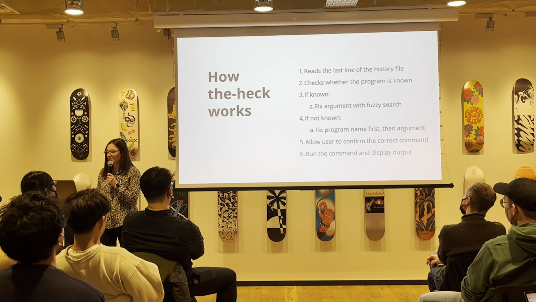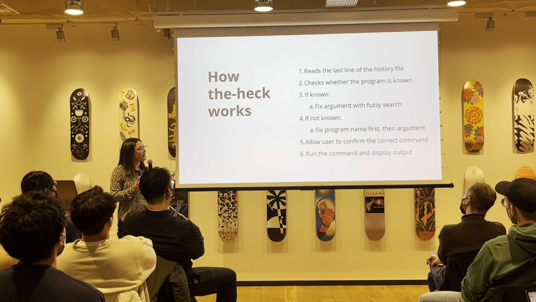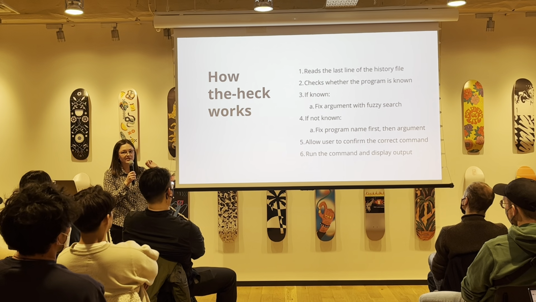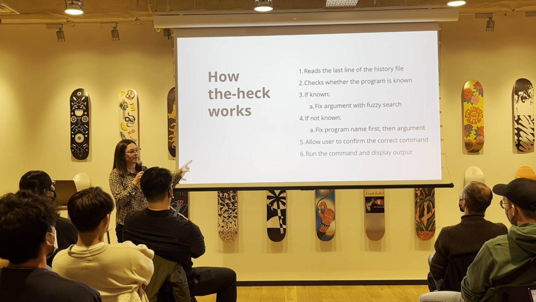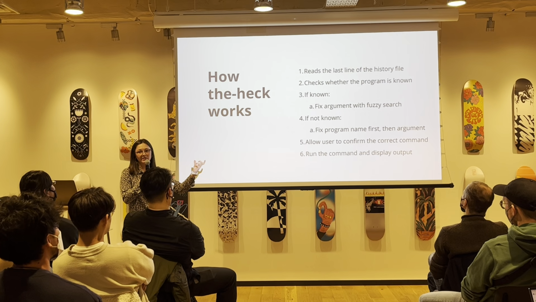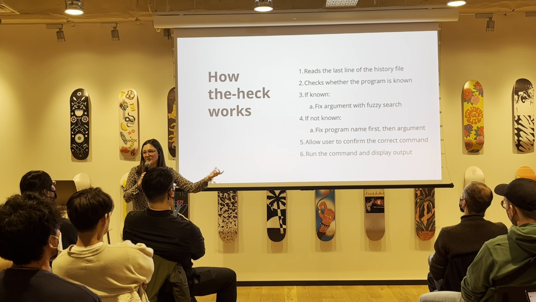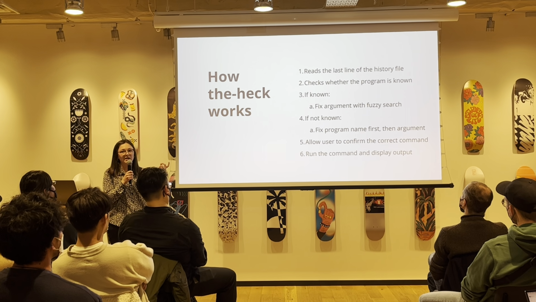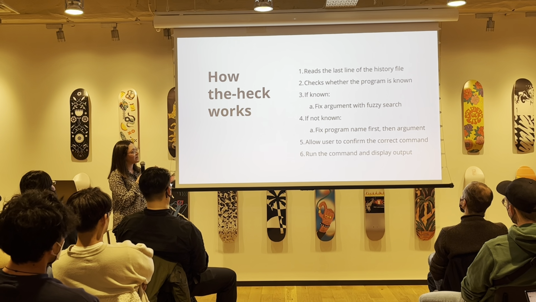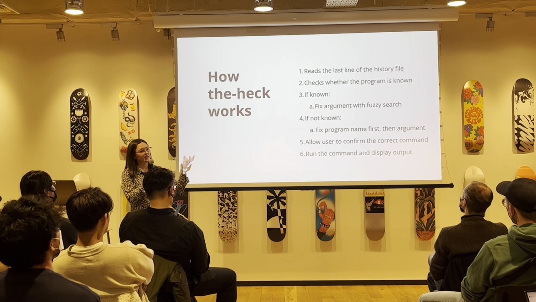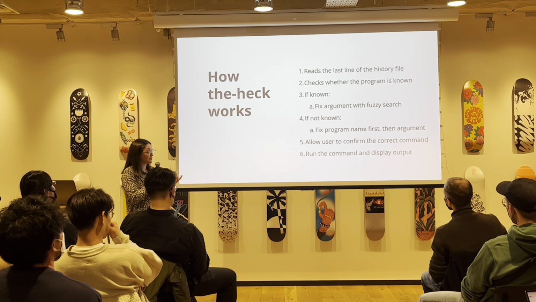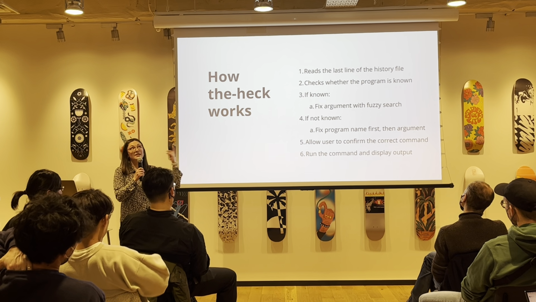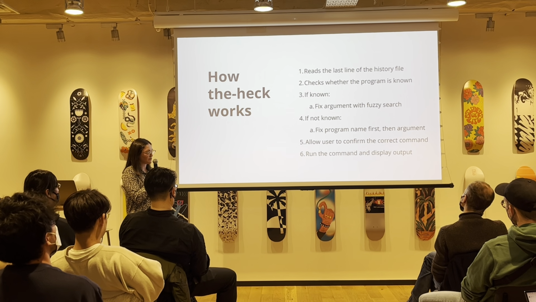So again, just to break down how this is actually working, we have to take the last line of the history file. And this is going to give us the command that was incorrect, where there was some kind of typo either in the program name or the arguments for that program, maybe both. Very simply, it's going to check whether the program is known. I'll talk about how that actually happens. If the program name is known, it's going to try to fix the argument somehow. If the program name is not known, it's going to go back, try to fix the program name first, then go back and try to fix the argument if it's wrong.